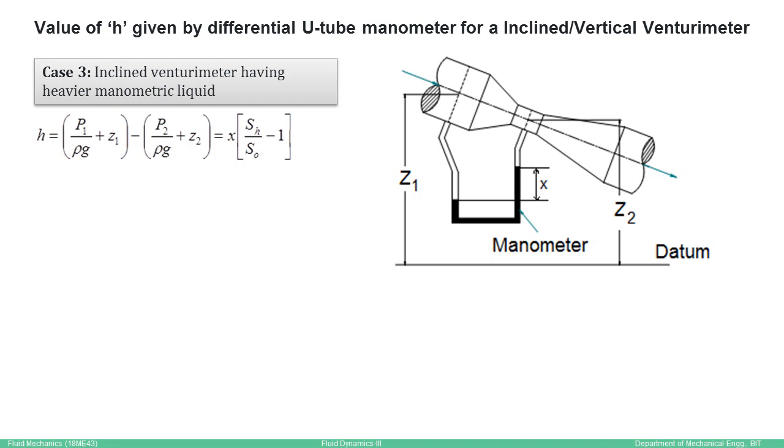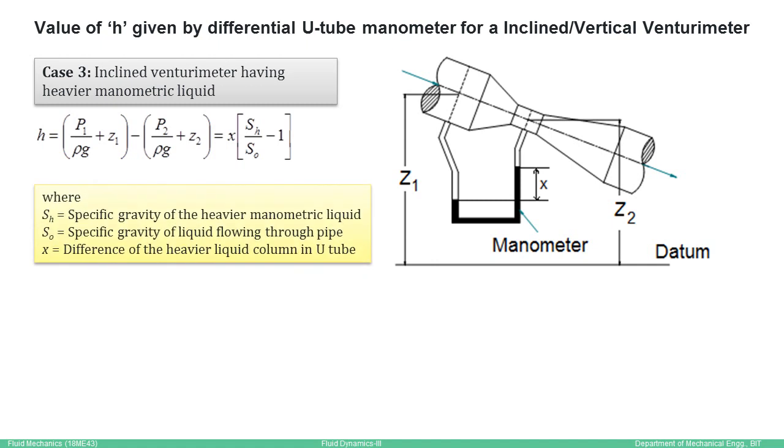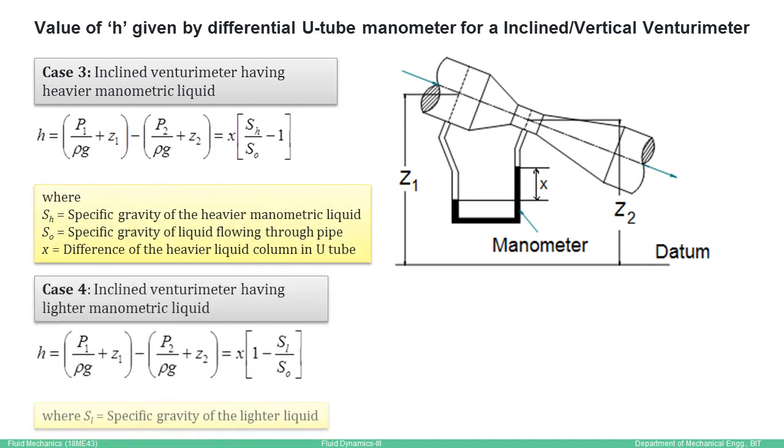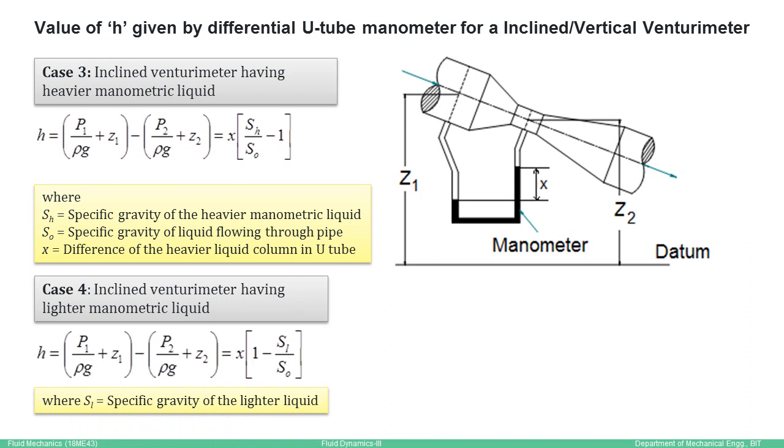This is for heavier manometric fluid, and for lighter manometric fluid we have a slight reversal of that. So we have this same expression for h in terms of SL and S naught, but this P1 by rho g plus Z1 minus P2 by rho g plus Z2 is changed. So these h expressions, which we have discussed for the 4 cases, will be used in numerical problem solutions.